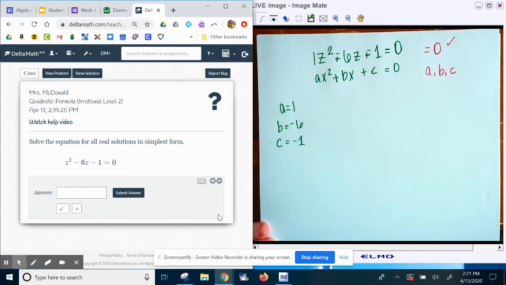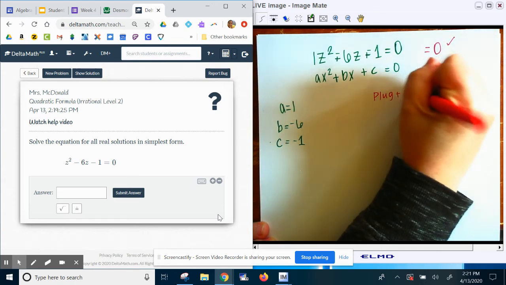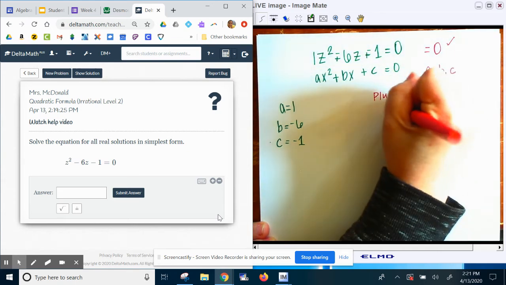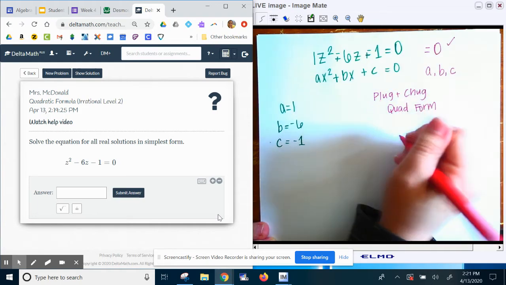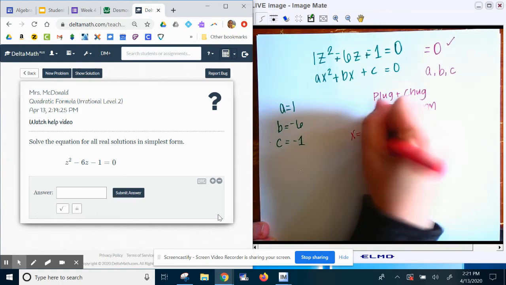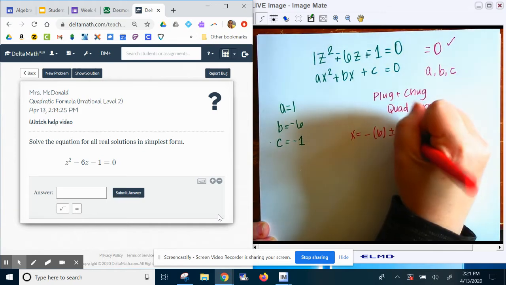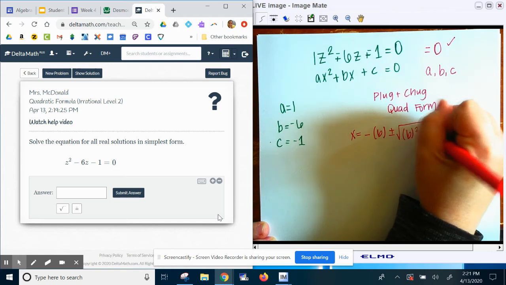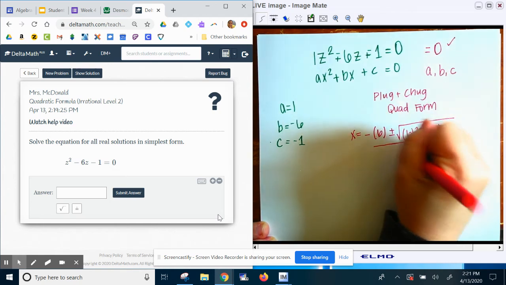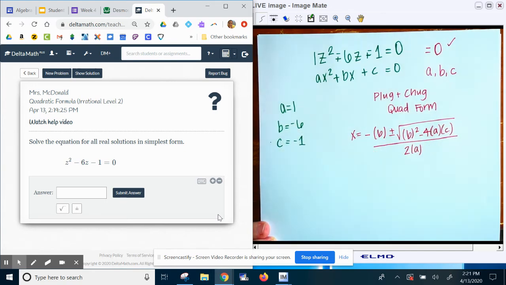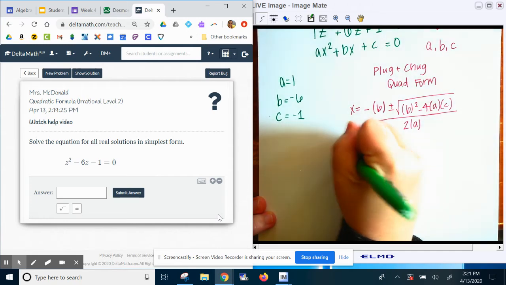Okay, our next step, as always, is to plug and chug in the quadratic formula. You can have that memorized, you can Google it, or you can look at page 58 of your notes. It is x equals the opposite of b plus or minus the square root of b squared minus 4ac, all over 2a.